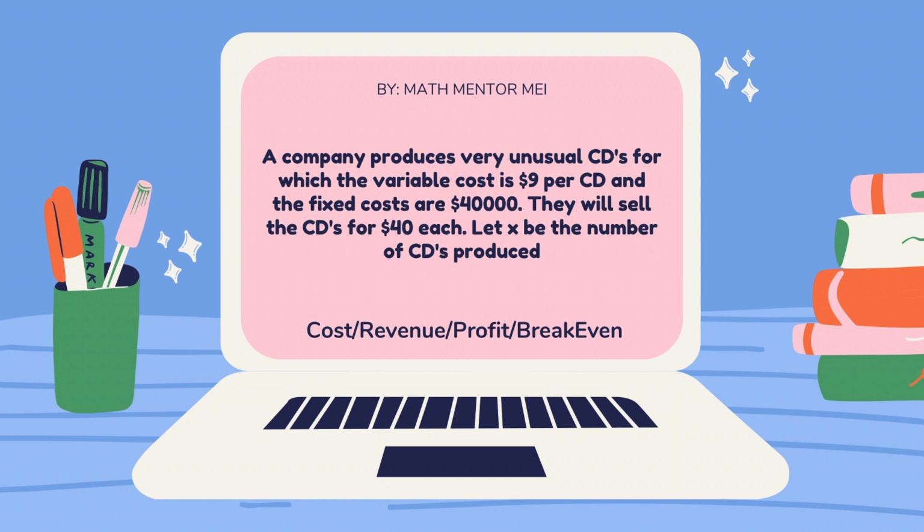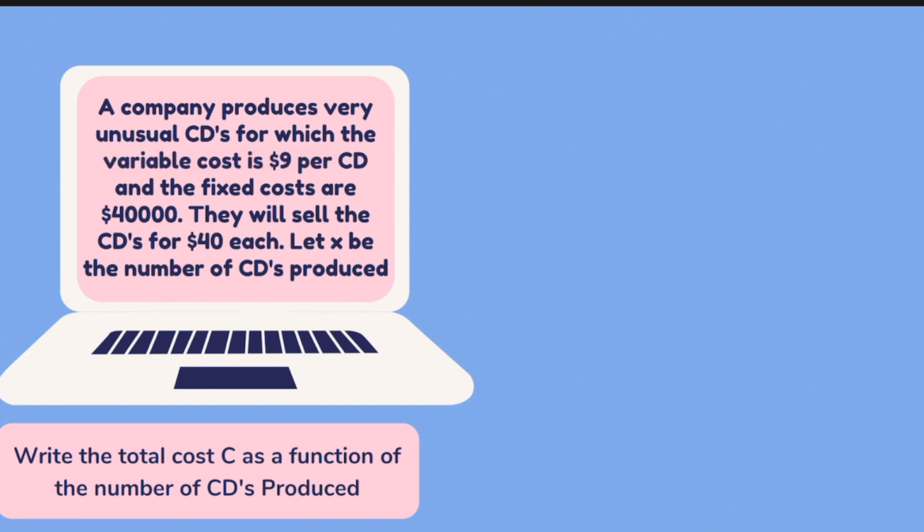Let's talk about it. A company produces very unusual CDs for which the variable cost is $9 per CD and the fixed costs are $40,000. They will sell the CDs for $40 each. Let X be the number of CDs produced, and we need to write the total cost C as a function of the number of CDs produced.